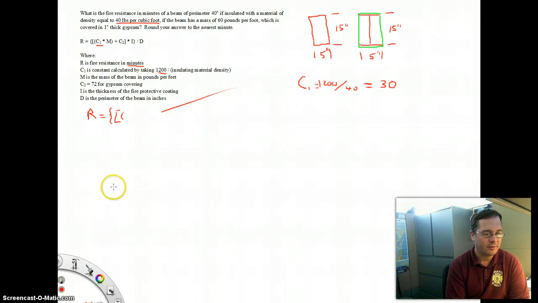So we're going to come over here and we'll get that mark off of there, and then we'll write in 30 in place of C1. Then what are we doing? We're multiplying it by M. M is the mass of the beam in pounds per foot, which in this case is given as 60.